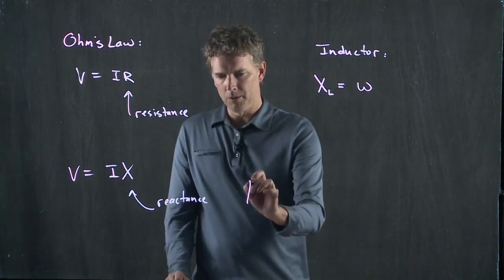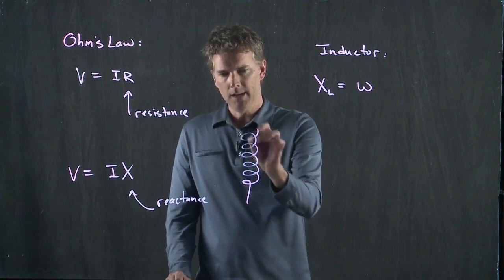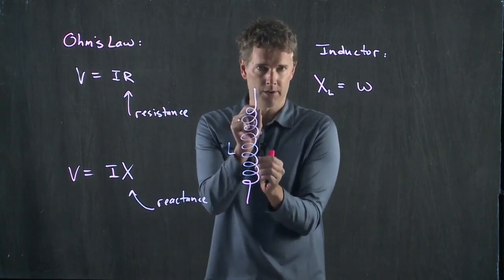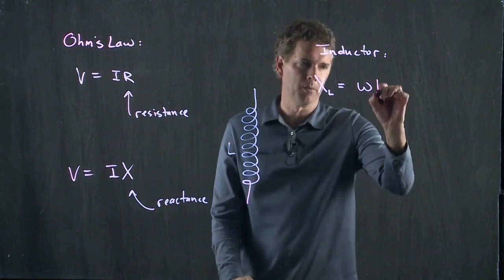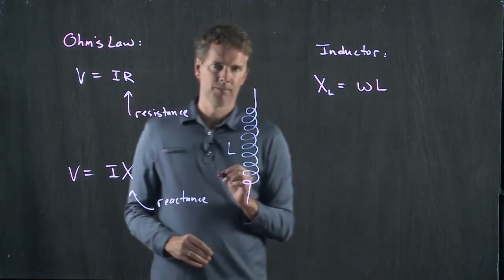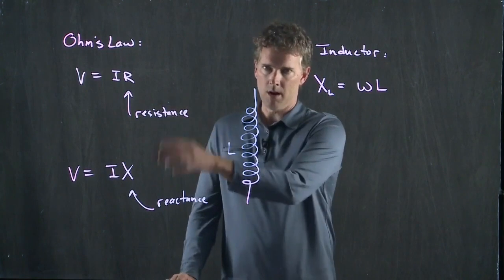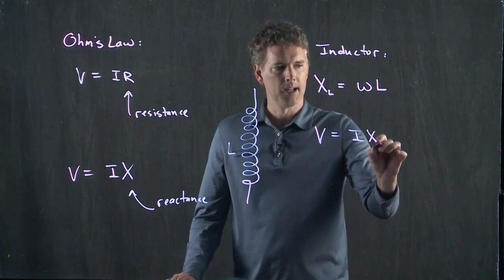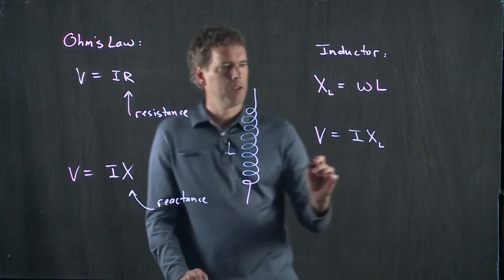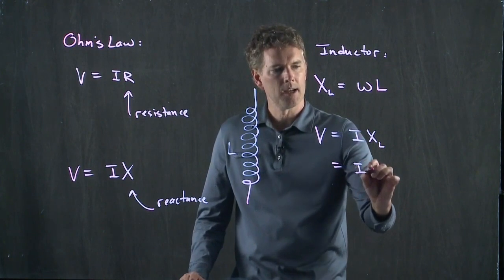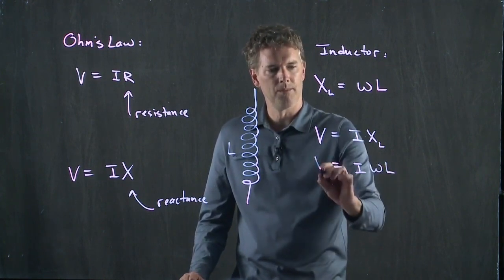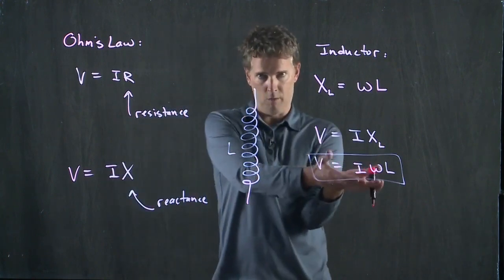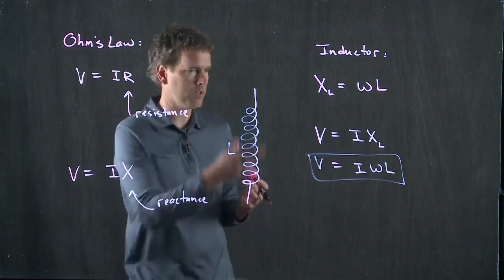Also, if I take my solenoid and I just add a whole bunch of coils, it's got to get harder and harder to change the current through there. And so the other factor that we need is L. Okay? And so Ohm's law effectively becomes the following. V equals I times X sub L. And that means it's I times omega times L. Okay? This is Ohm's law for an inductor. What's the voltage drop across the inductor? It's that.